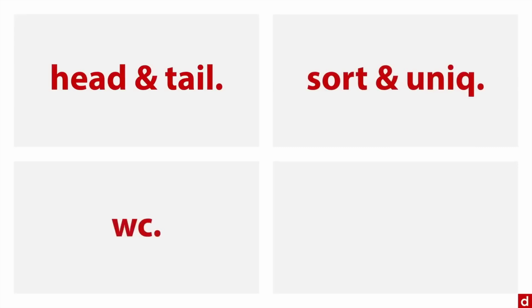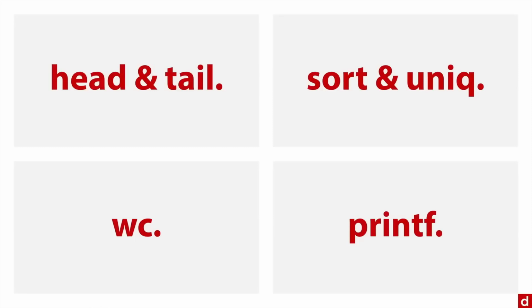A few more are head and tail, that display the first or last 10 lines of a document. Sort and uniq, which sort and count the number of unique answers in a document. WC, which is for word count. And printf, which formats the output that you get in your console.